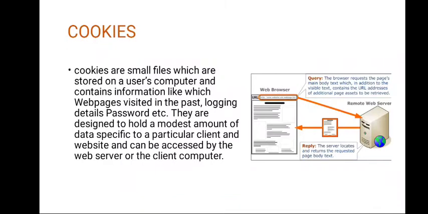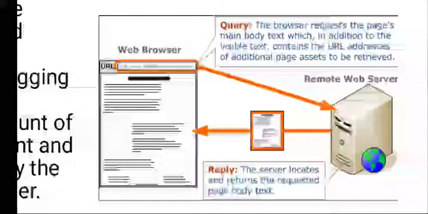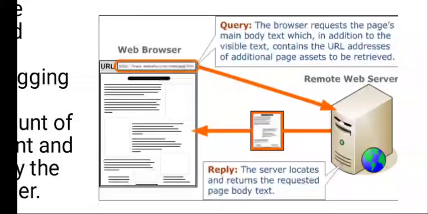So they are designed to hold a modest amount of data specific to a particular client and website, and that can be accessed by the web server or also by the client computer. So let's see in the diagram available on the right side a query. What is a query? You can see from the diagram, if you type www.website.com/webpage.htm, this is your query. This query is going from the browser to the server.